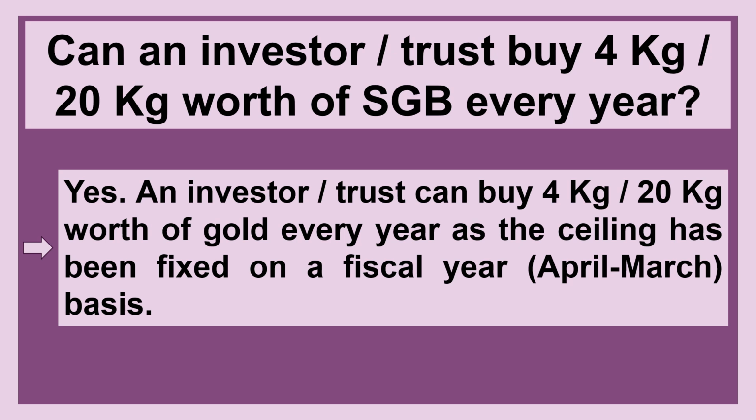Can an investor or trust buy 4 kg or 20 kg worth of sovereign gold bond every year? Yes, an investor or trust can buy 4 kg or 20 kg worth of gold every year as the ceiling has been fixed on a fiscal year April to March basis.